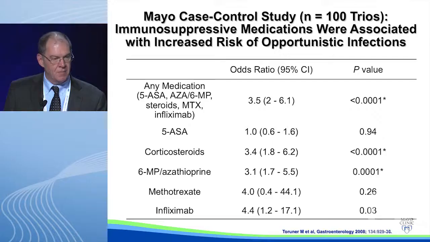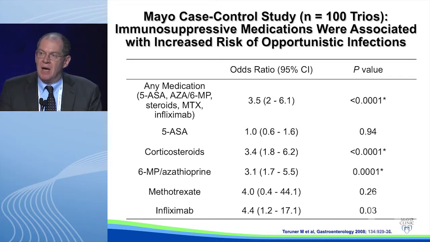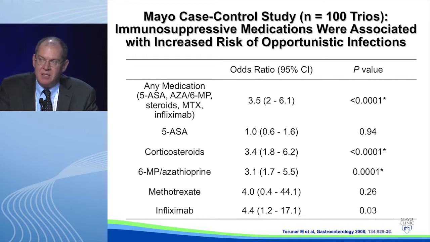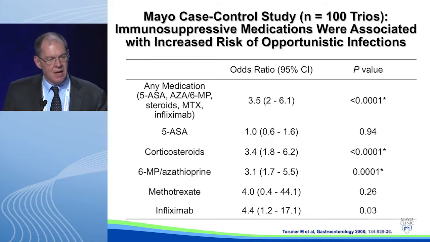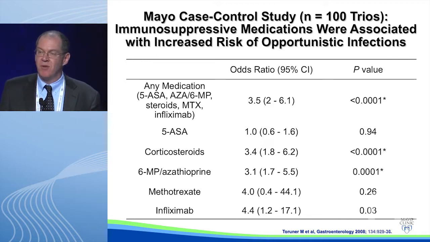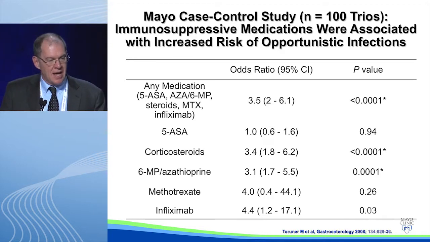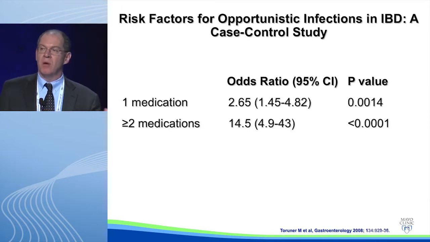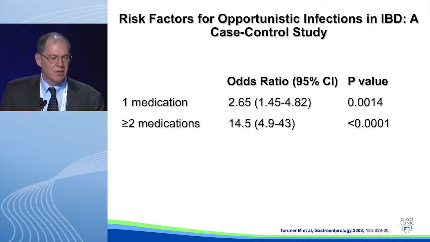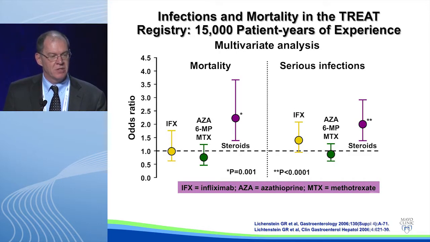We also know from case control studies, this is one example, that the more medications you're on, the more likely you are to have an infection, and you can see that that ranges from 1.0 for a 5-ASA, which makes sense, to as high as 4 or 4.4 for methotrexate or infliximab. And furthermore, if you're on multiple medications, your risk of an opportunistic infection goes up. And I know this study was criticized earlier today, but it does sort of prove the concept that more immunosuppressive medications may very well increase the relative risk of infections.